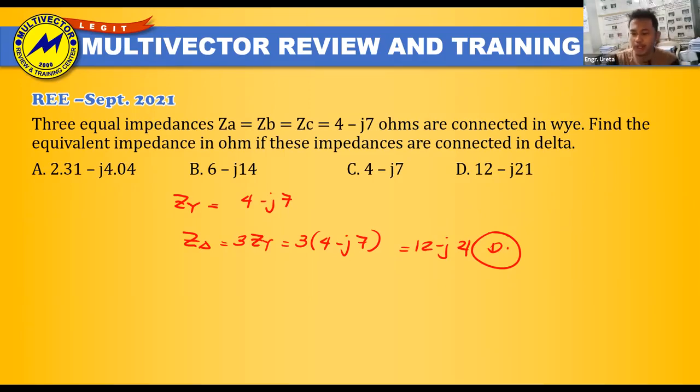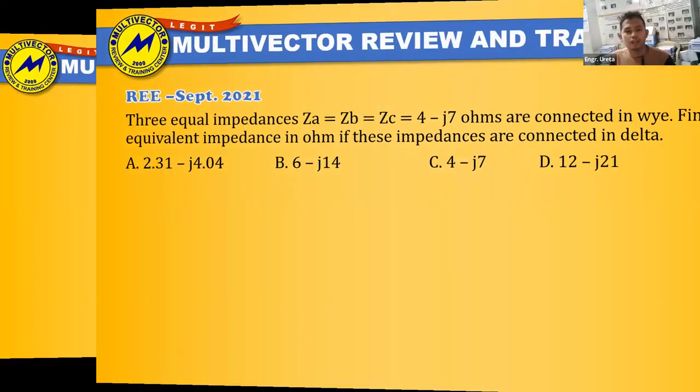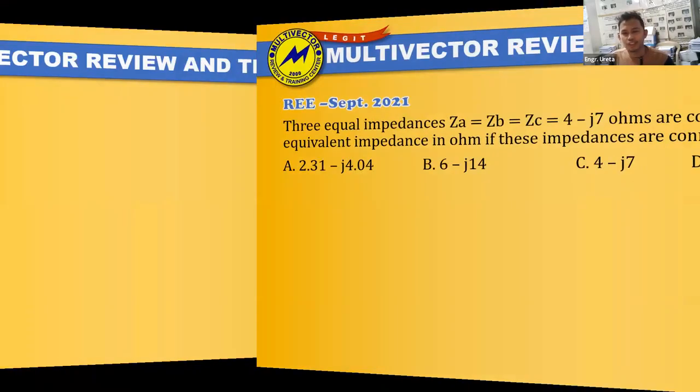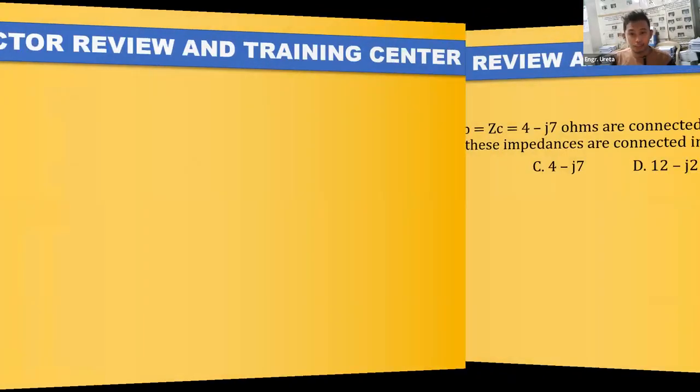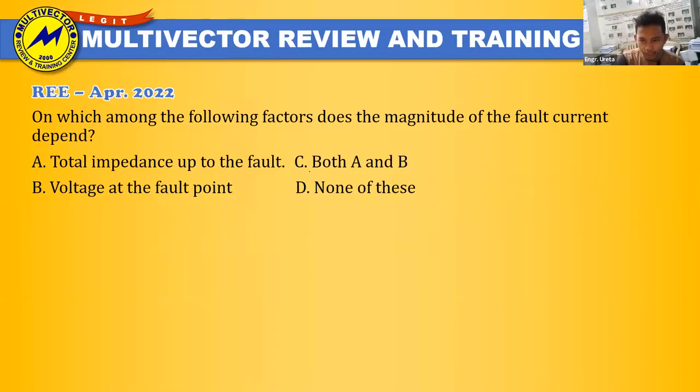Okay, so next problem, tuloy lang natin. Which of the following factors does the magnitude of the fault current depend on? Okay, so tamang sagot, letter C, both A and B. Both the total impedance at the fault point and the voltage across the fault point are factors in determining the fault current. So letter C.